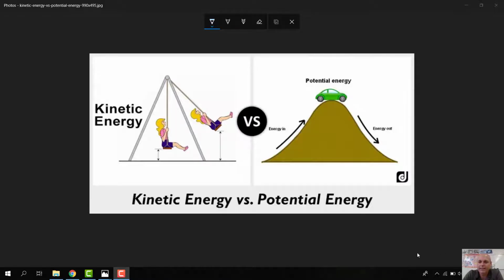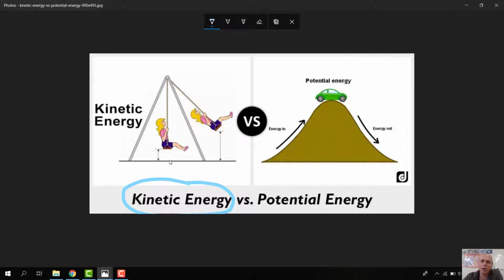Good morning. Today we're going to be looking at energy, specifically potential energy. So you can think of potential energy as stored energy. There's two types. Kinetic, you can see in this image, kinetic energy, which is down here, and it has the image of this person on a swing. And kinetic energy is the energy of motion.